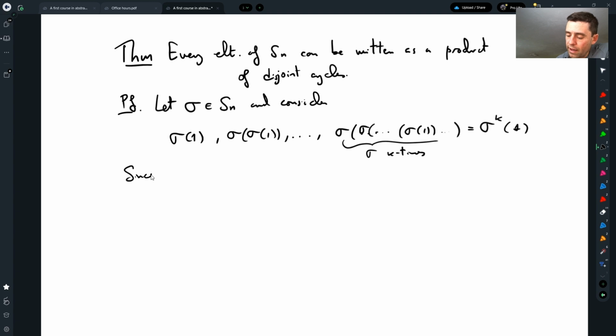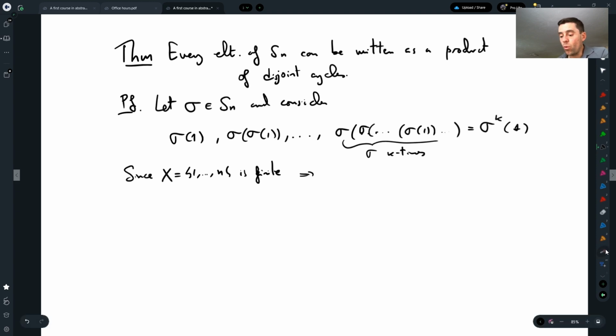Since X, which is 1 through n, is a finite set, we have to have a repetition in this list. So this is a list of where 1 went, and then if 1 went to something, where did that go, and so on. So this is a list of elements of X. And since X is finite, at some point we're going to hit a repetition. So there is a repetition in the above list.